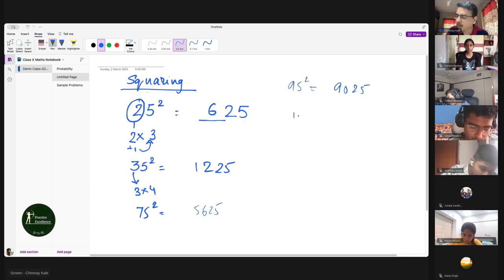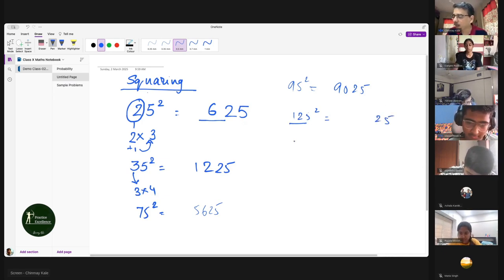Let's look at a bigger one. 125 square. तो इसमें क्या है? 5 का square 25. Now इसको क्या करना पड़ेगा? You have to take for the remaining part of the answer. You need to take 12. 12 plus 1, 13. 12 into 13 is how much?